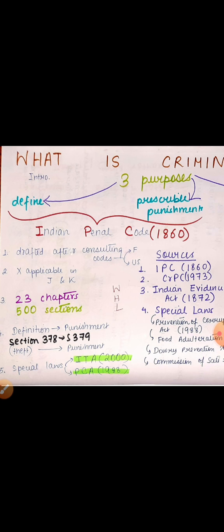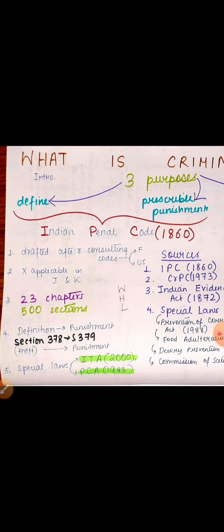Up till a few years ago, IPC was not applicable in Jammu and Kashmir, but now since Article 370 is revoked, IPC is also uniformly applicable in Jammu and Kashmir. Now, IPC consists of 23 chapters and 500 sections, and in each of these sections, first the definition of a crime is given and then the punishment. For instance, section 378 of IPC defines the offense of theft, and then section 379 defines the punishment.